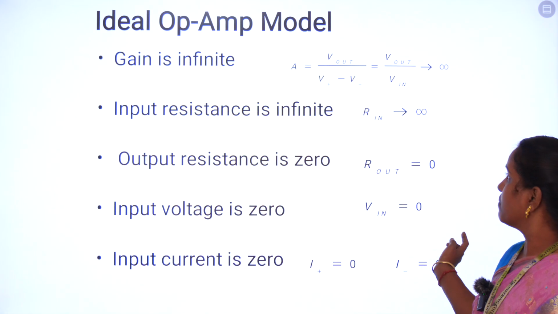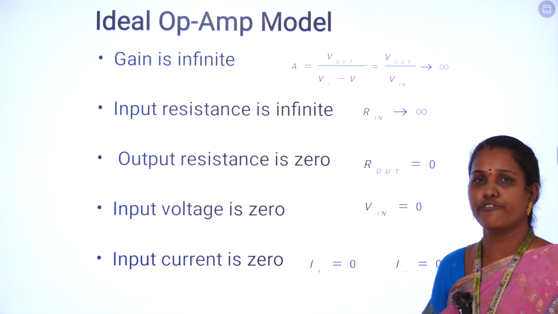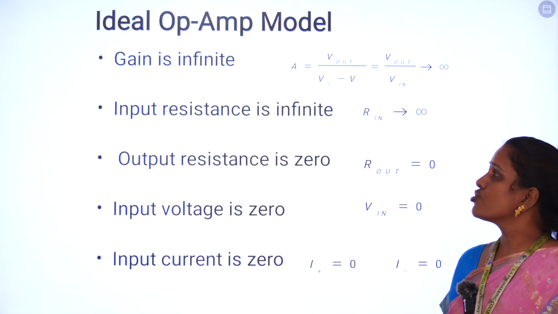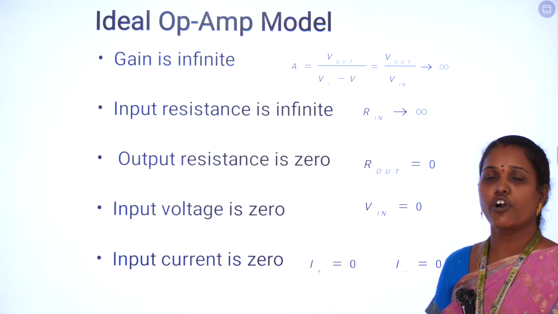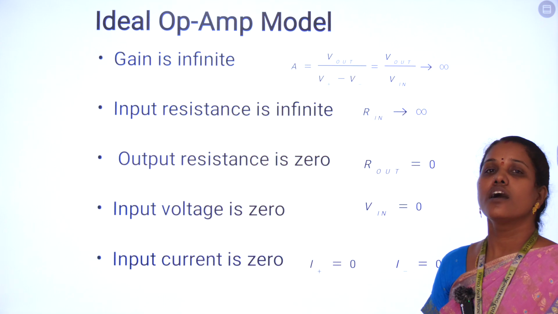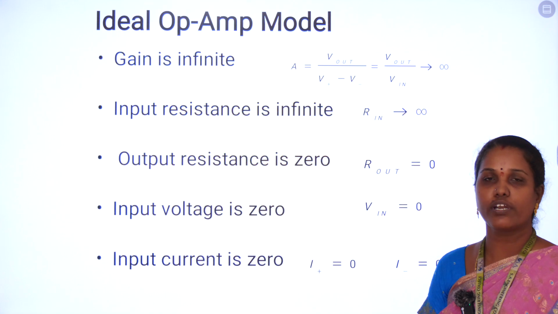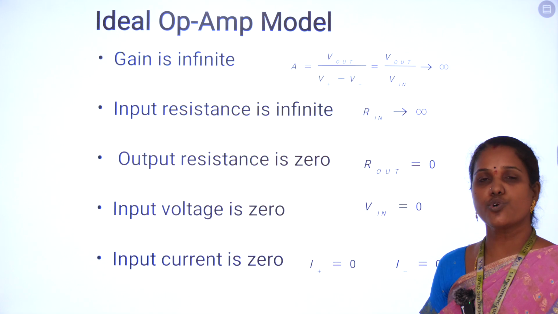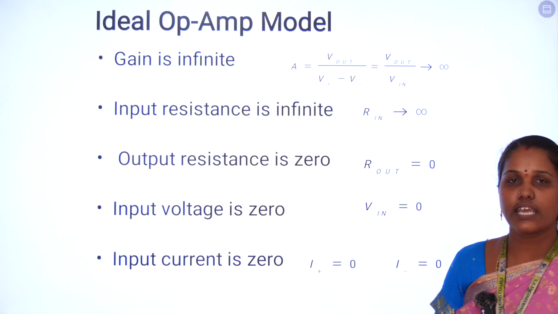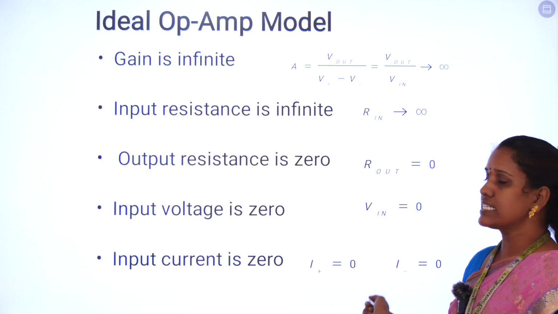Just remember the ideal characteristics. The first one is the gain. Gain is something we are already familiar with for an amplifier: output by input. The gain is infinity for the ideal characteristics of an op-amp. Why infinity? Because there is no input current applied to the IC741 operational amplifier. With no input, the output becomes 0. We already know the gain is output divided by input. That's why the gain is infinity.